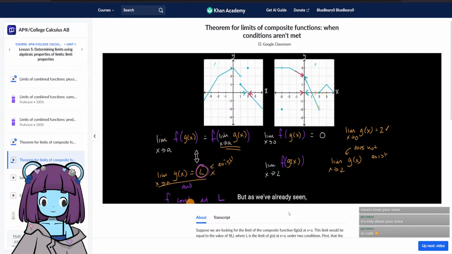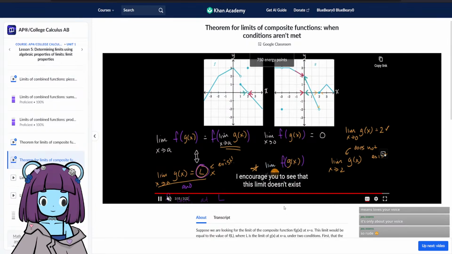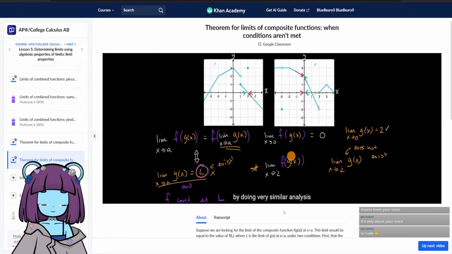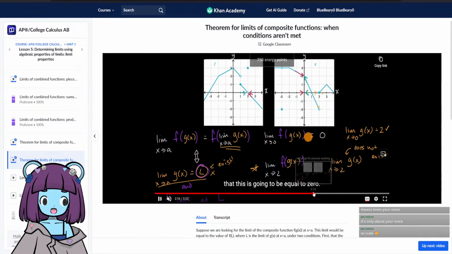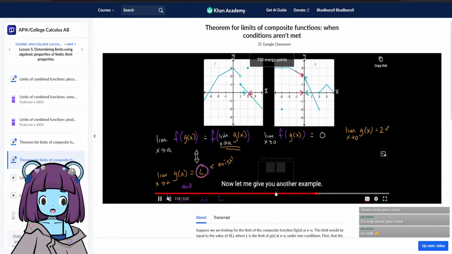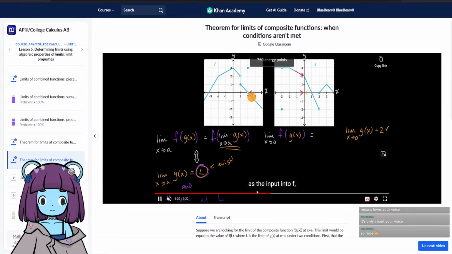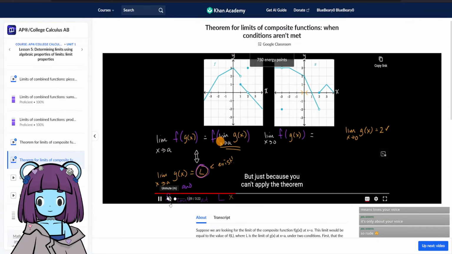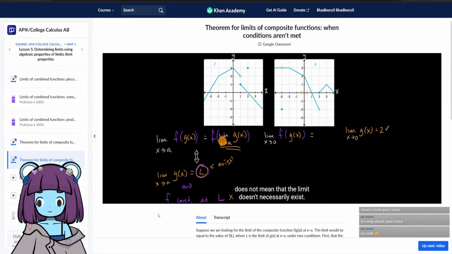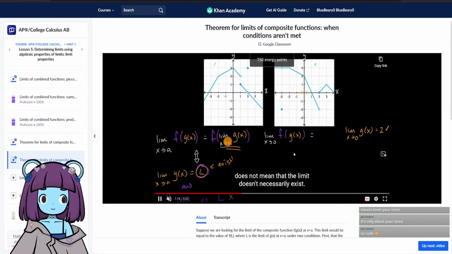Can't apply a theorem. Just because you can't apply a theorem doesn't mean the limit doesn't exist. I kind of want to see the first example again. I think I need to look at it again. Option 2 from above here. Go back a little bit. Because you can't apply the theorem, the limit does not exist.